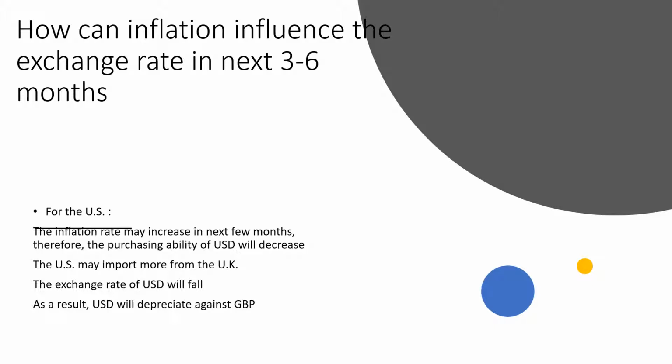As discussed above, because the inflation rate may increase in the US, it may decrease the purchasing ability of the US dollar. Specifically, there will be less demand for the US dollar. Hence, the US may increase their import from the UK. By contrast, as the inflation rate might fall, the UK may increase their export to the US. Thus, the exchange rate of the British pound would increase as a result. The US dollar would be depreciated against the British pound in the next 3 to 6 months.